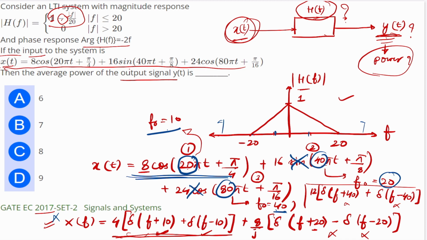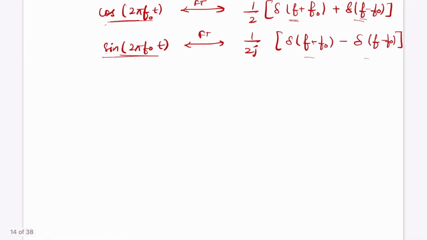Right. So in this particular question, there was no need to find out the XF. We should know whether this will pass or not by simply looking at the fundamental frequencies, because we know that the Fourier transforms of cos and sines are shifted impulses at their fundamental frequencies.